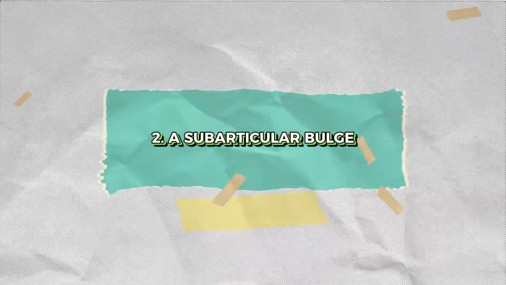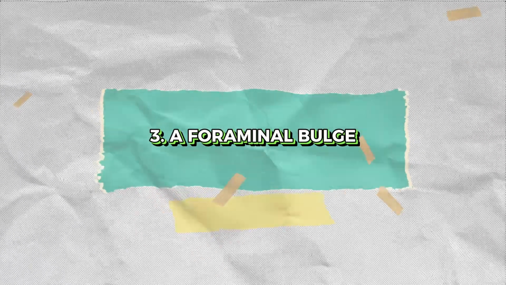Number two, a subarticular bulge. This bulge occurs just beneath the facet joints of the vertebra and may impact the nerve roots. And number three, a foraminal bulge. This bulge extends into the foramina, which are the openings or the holes where the spinal nerves exit the spine. And these can compress the nerves, causing pain or numbness.